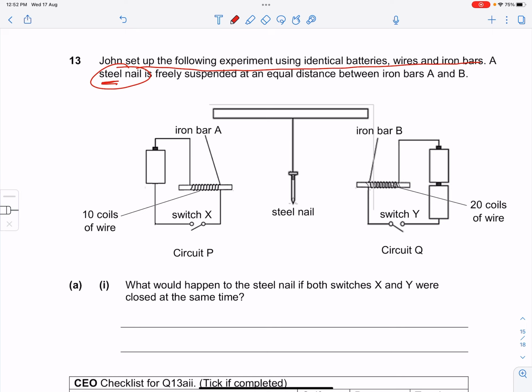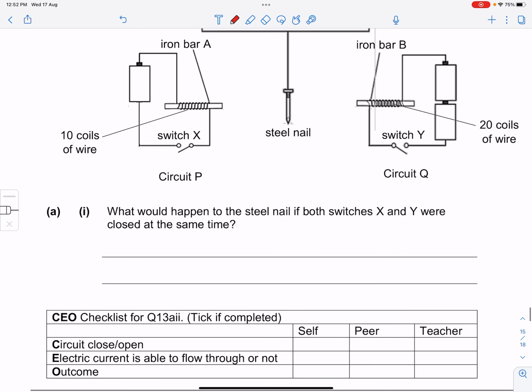So then you need to ask yourself, okay, steel, which concept did I ever come across of this material very explicitly? You will realize that it's actually magnetic. Right under magnets, you know that steel is a magnetic metal. And coupled with iron, straight away it will hint you that, okay, probably this question has got to do with electricity because I see batteries, I see wires, and it also has got to do with magnets as well. Okay, then they ask you in A1, what would happen to the steel nail if both switches X and Y were closed at the same time?